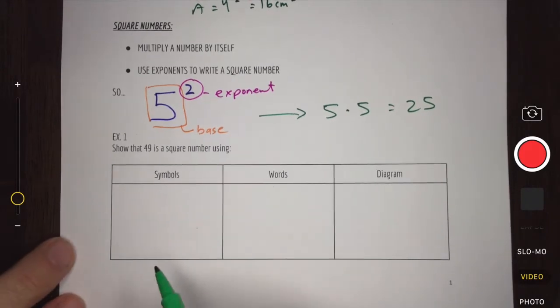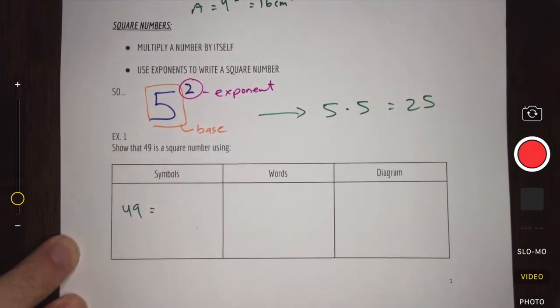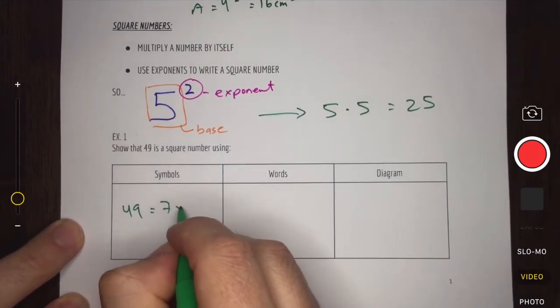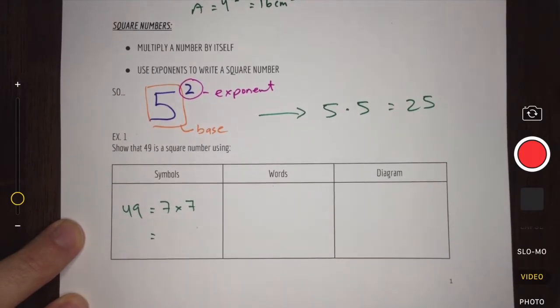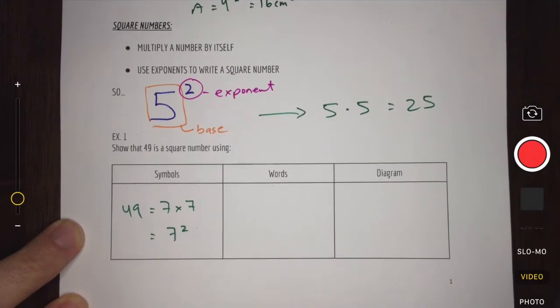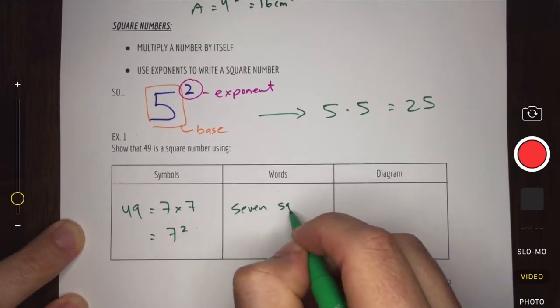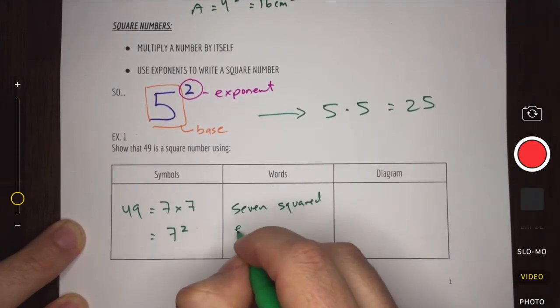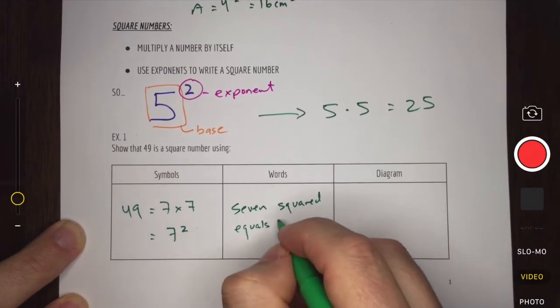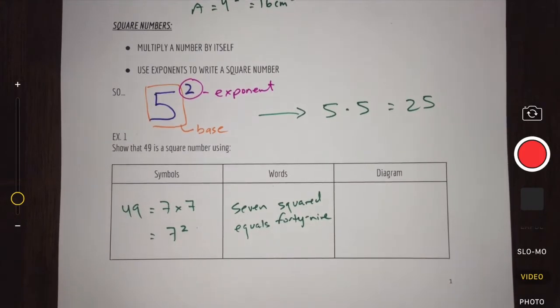So in symbols, this is pretty straightforward. We know that we have 49. We can think of this as what number multiplies by itself to give me that 49. So I can think of 7 times 7, and I can rewrite that a little bit more eloquently and say that it's 7 squared. In words, pretty straightforward again. I could just say that 7 squared equals 49.